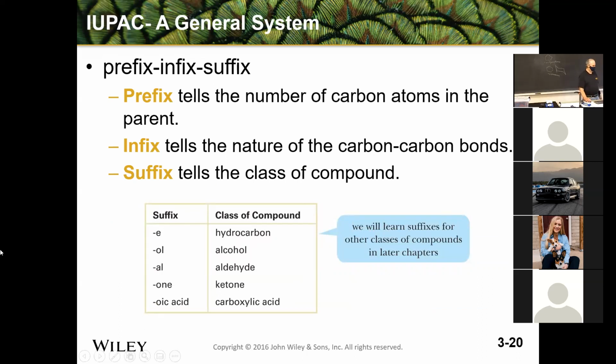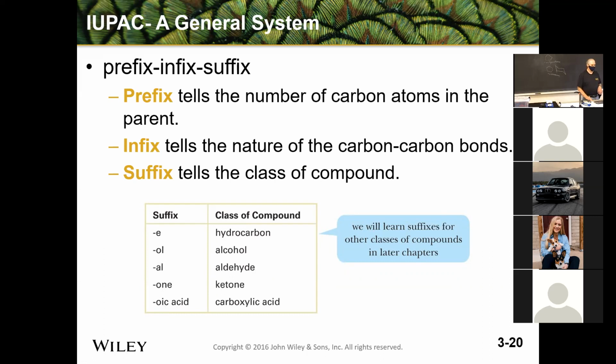I won't say too much about this because we will look at these in more detail as we come to them. Different functional groups will have different suffixes. We take the name of an alkane, drop the E, and then add the suffix. We'll come to those as we consider each functional group. Just as an example, "ol" indicates an alcohol.